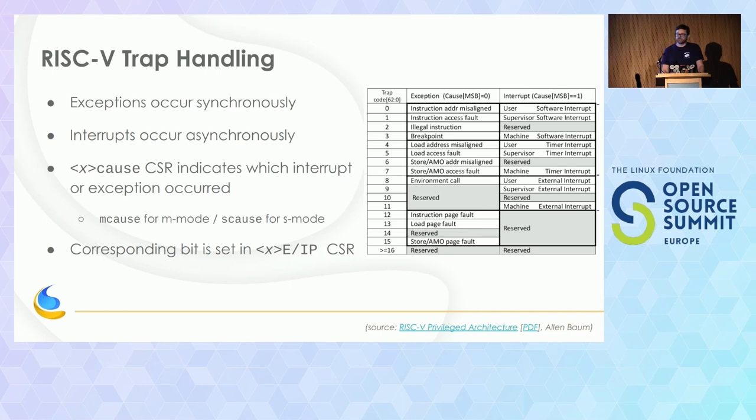There's two types of traps that happen in RISC-V. So we have both exceptions and interrupts, and it depends on the first bit whether or not it's an exception or interrupt. And there's a register that says what the source of the interrupt was, either for S mode when we're running in supervisor mode or for M mode when we're running in machine mode.